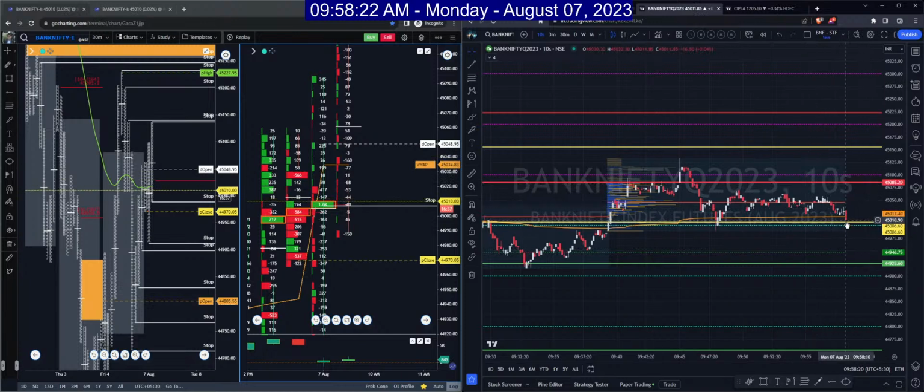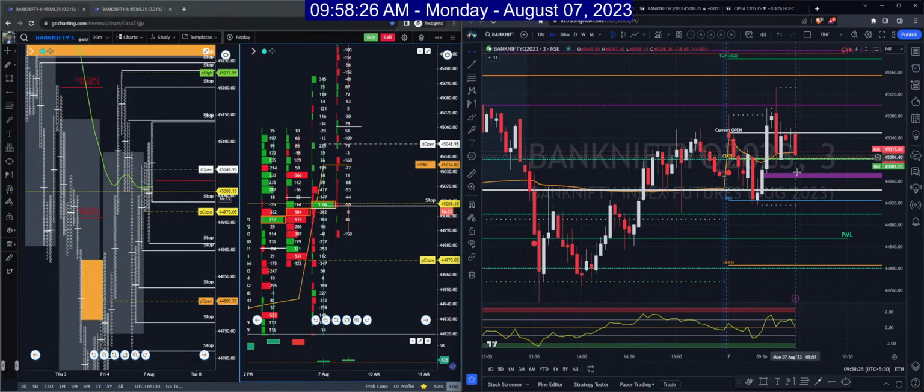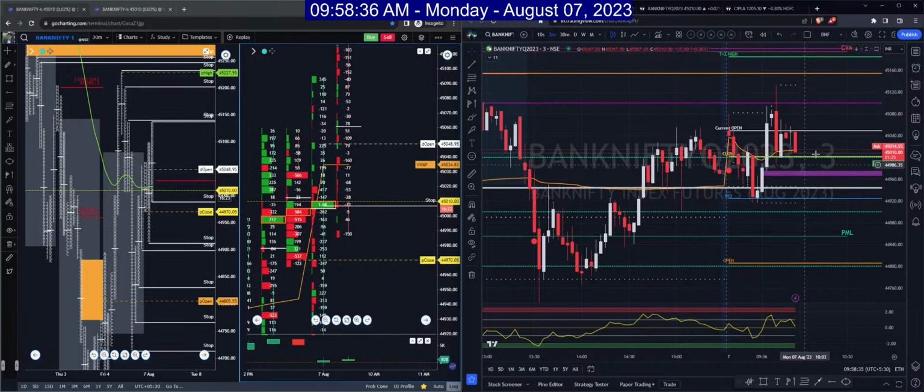Yep, it's breaking the VWAP. So the buyers who came in, now a big red candle is getting formed. I want 45,000 to break, because that's what it is doing. Okay, so you understood the game now.